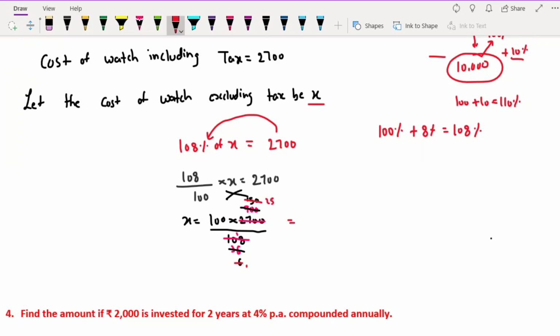So what is remaining with us, the values? That is 100 into 25. So x is equal to 100 into 25, which will give the value as rupees 2,500. As I already wrote the sentence related to x, which value I took as x, x is nothing but the cost of the watch excluding tax. So before applying the tax, the watch cost rupees 2,500.